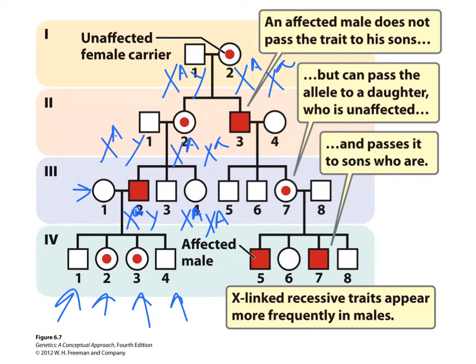So here's what we think. An affected male does not pass the trait to his sons, because the affected male has the problem on his X, and the Y goes to the sons. Men never ever pass an X to their sons. Boys only have one X. They got to get it from mom because they have to get the Y from dad. Can pass the allele to the daughter, who then is a carrier.